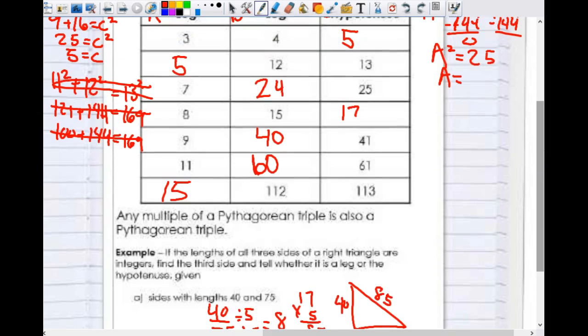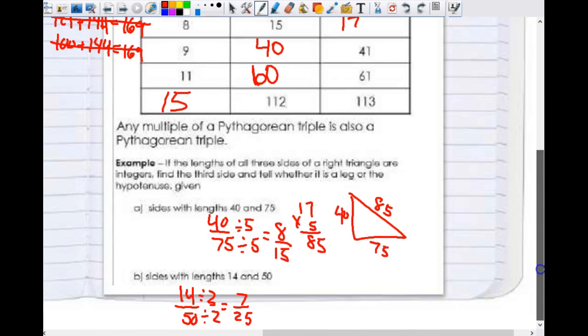7, 25. So the last side should be some multiple of 24. What multiple of 24? Well, we divided both sides by 2 twice. So 24 times 2 is 48. So we have a triangle with 14, 48, and 50 for the hypotenuse. Great job, team.